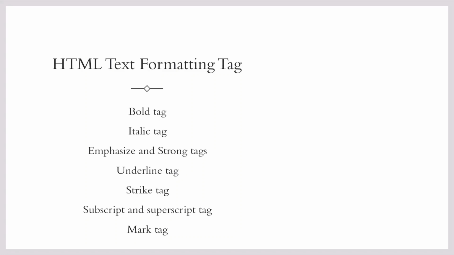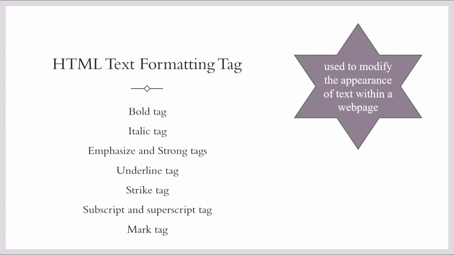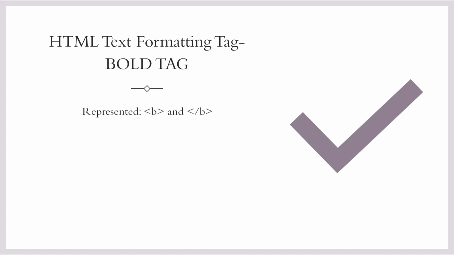Let's start with the basics. In HTML, text formatting tags are used to modify the appearance of a text within a web page. These tags come in pairs consisting of an opening tag and a closing tag. First up, we have the bold tag, which is represented by B and /B. The B tag defines bold text without any extra importance.